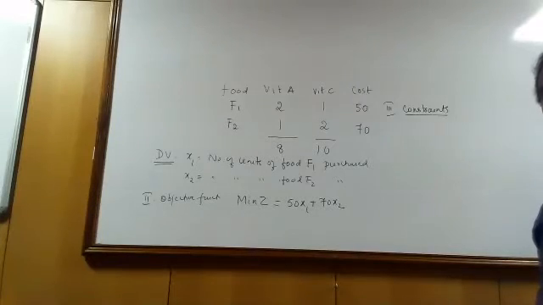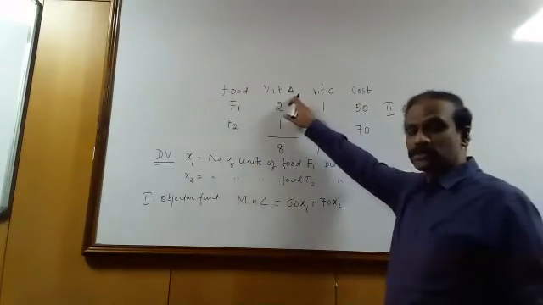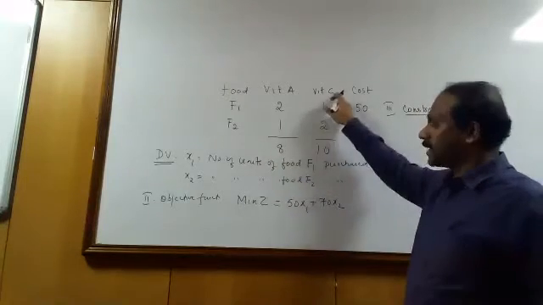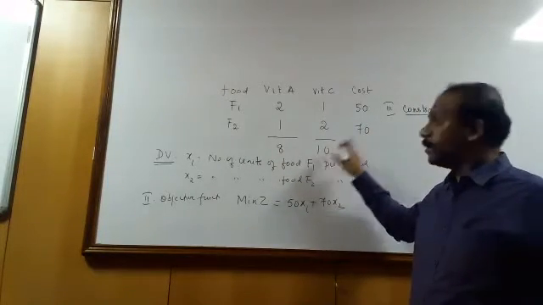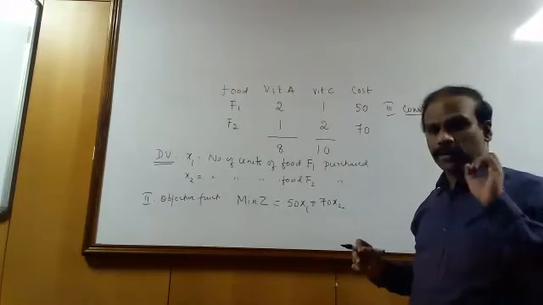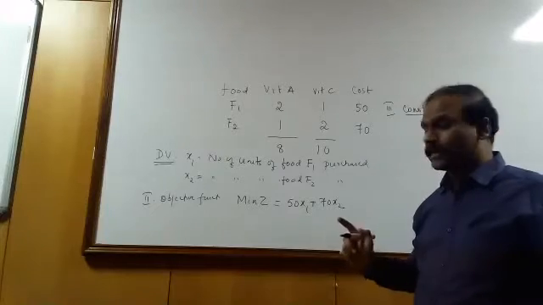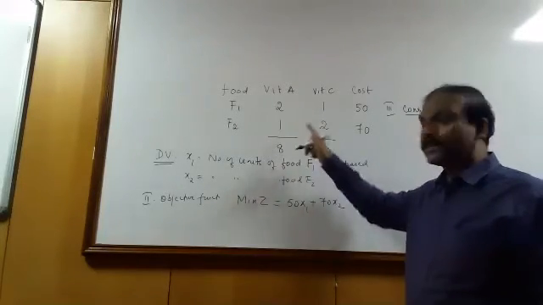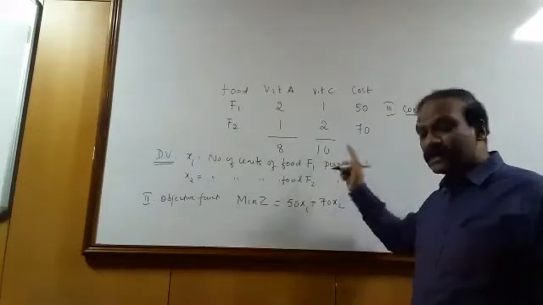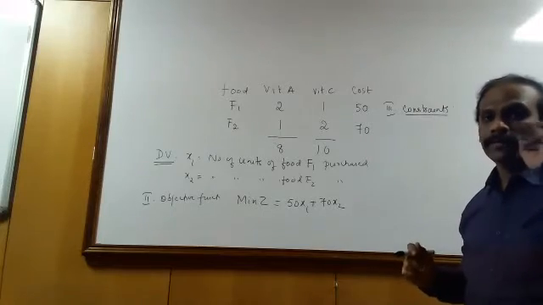Two constraints, very good. The first constraint is about vitamin A and the second constraint is vitamin C. But here, when you're writing the equation, you have to be very careful. They have very clearly mentioned that at least 8 units of vitamin A is required and at least 10 units of vitamin C is required.